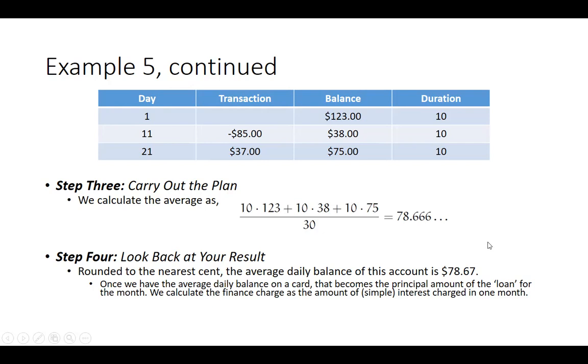Once we have the average daily balance on a card, that becomes the principal amount of the loan for the month. We calculate the finance charge as the amount of simple interest charged in 1 month with the principal amount of the average daily balance.